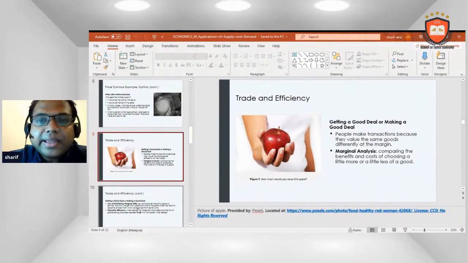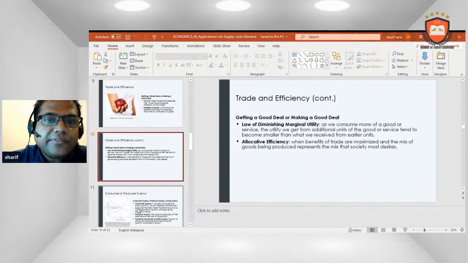Getting a good deal or making a good deal. People make transactions because they value the same goods differently at the margin. Marginal analysis: comparing the benefit or cost of choosing a little more or a little less of a good. Trade and efficiency. Law of diminishing marginal utility: as we consume more of a good or service, the utility we get from each additional unit of the good or service tends to become smaller than what we received from earlier units.